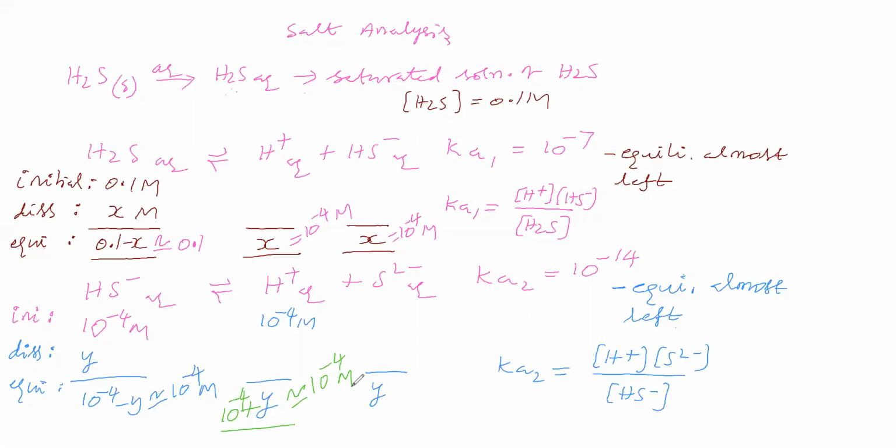Now the concentration of H plus we will substitute as 10 power minus 4, and the concentration of bisulfide we will substitute as 10 power minus 4. So H plus and HS minus cancel, and we get the concentration of sulfide equal to 10 power minus 14.